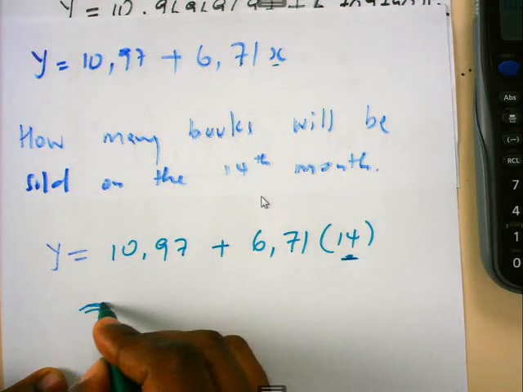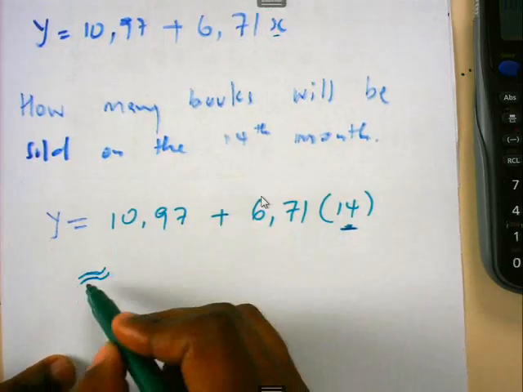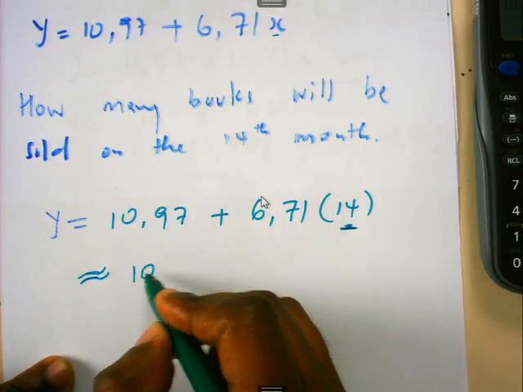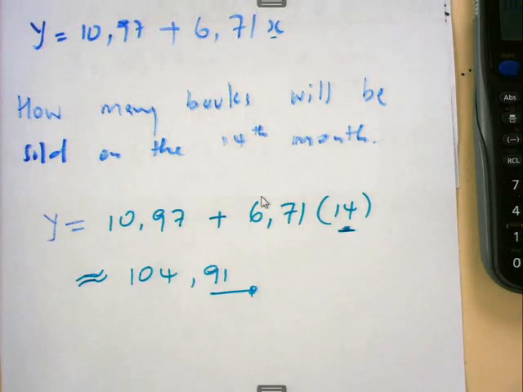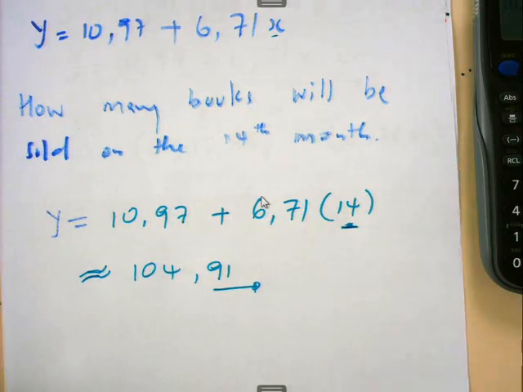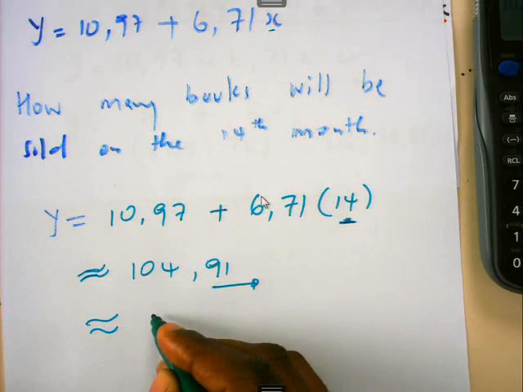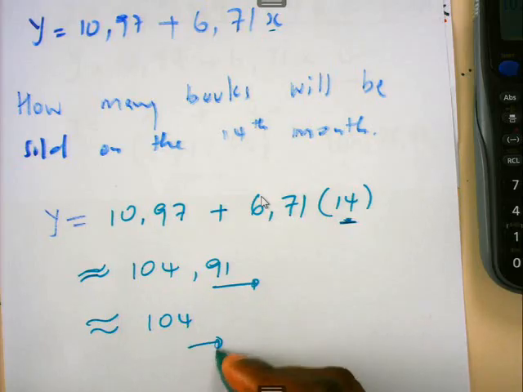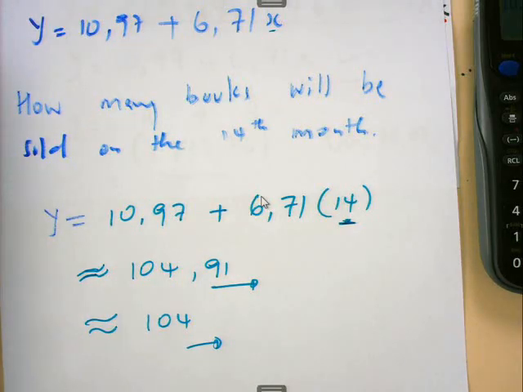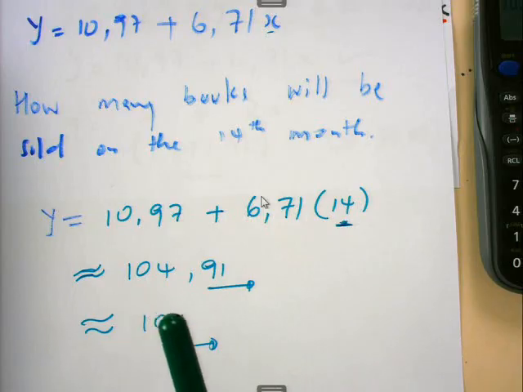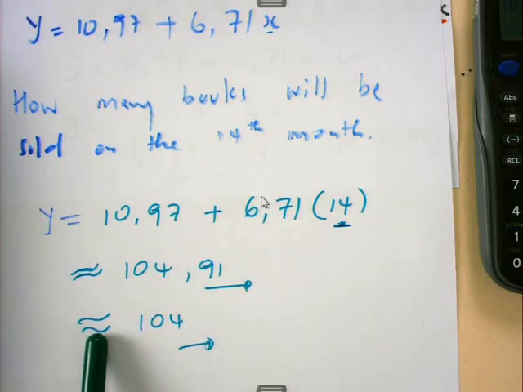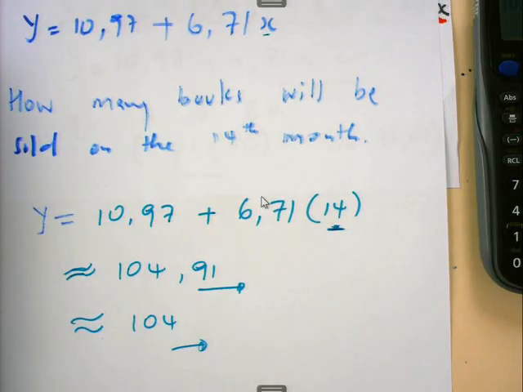The possibility is, because this is an estimated value, look at the sign I use there, the estimated value is you may sell 104.91 books. Because it is the number of books, it can be 104 books or it can be 105 books, it depends. But we can't leave it as 0.91, because the number of books needs to be a standing unit, 104, but it is an estimated value. Look at that.